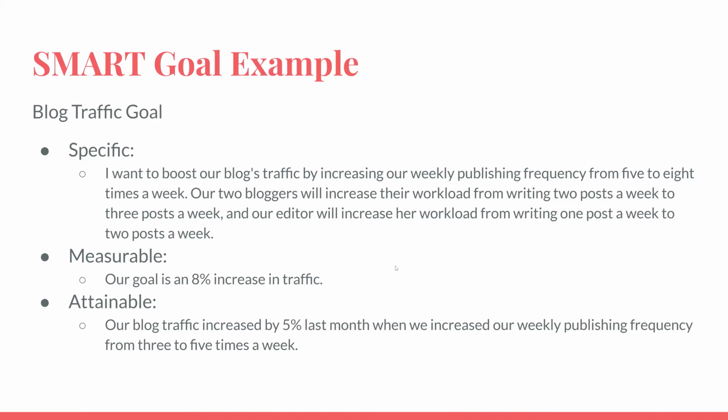And how are we measuring this? Well, our goal is an 8% increase in traffic. So we are measuring the amount of traffic, so the number of people visiting the site. You can use things like Google Analytics to help you with that kind of data. And you also want this to be attainable. So is this attainable? Well, our blog traffic increased by 5% last month when we increased our weekly publishing frequency from 3 to 5 times per week. So it does sound like something that we could reasonably accomplish.